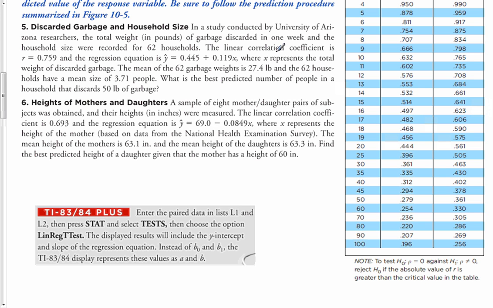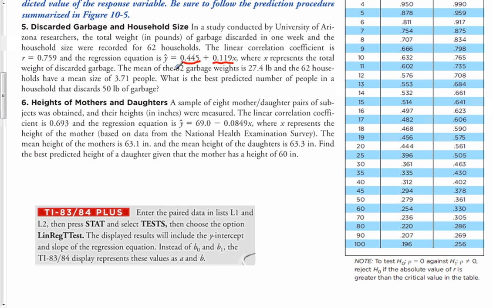The linear correlation coefficient is R equals 0.759. The regression equation is y hat equals 0.445 plus 0.119x. So 0.445 is the y-intercept and 0.119 is the slope, where x represents the total weight of discarded garbage. So x is the total weight of the amount of garbage that they threw away in 1 week.